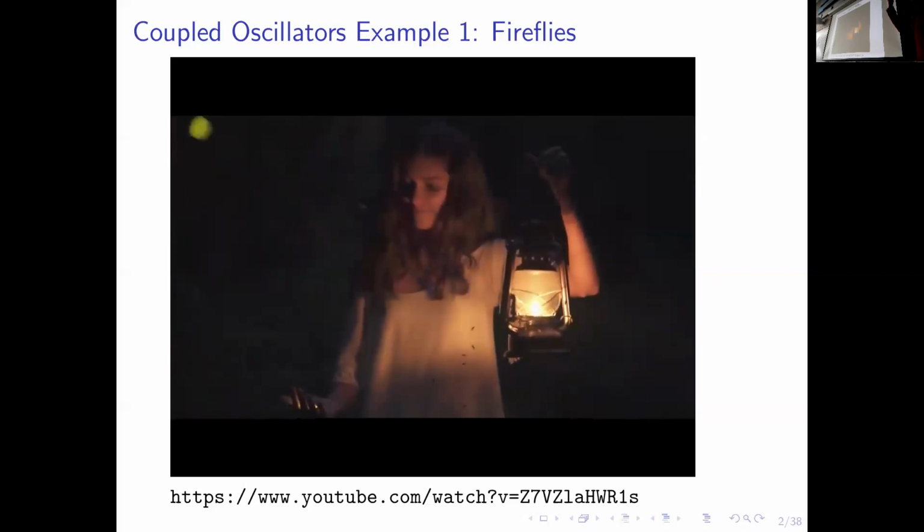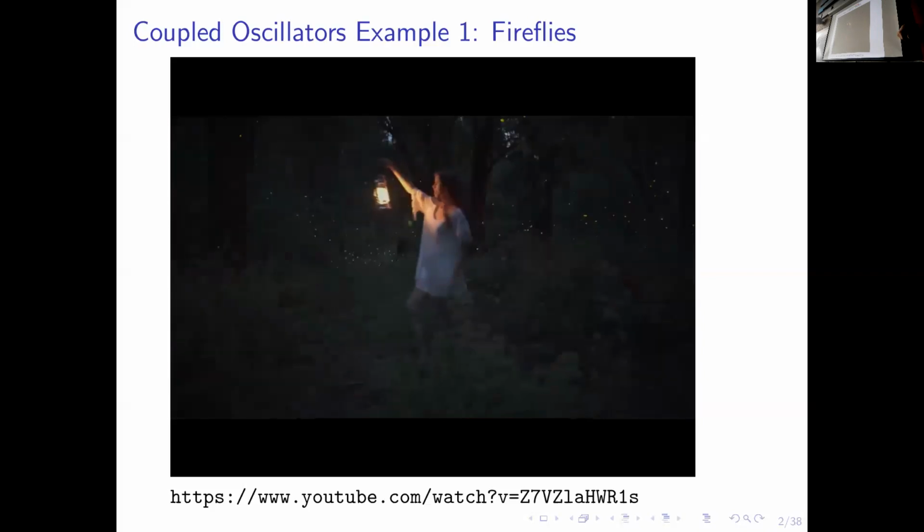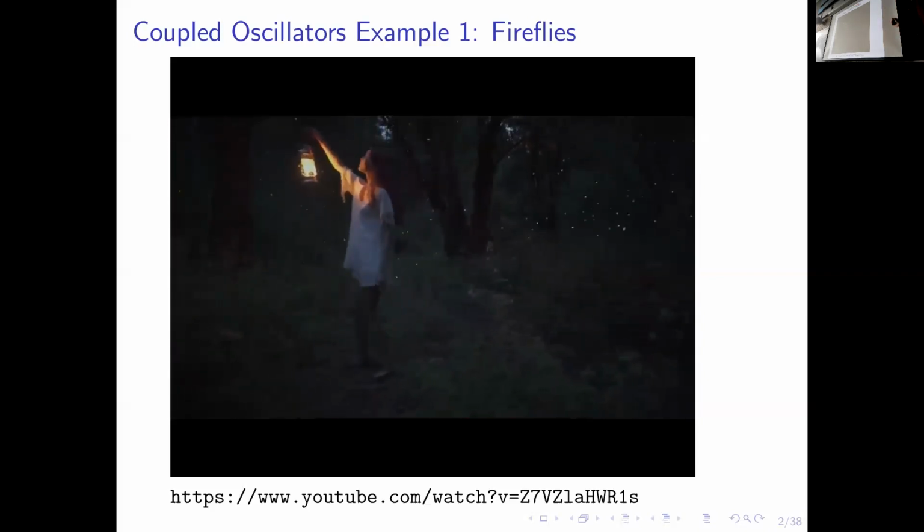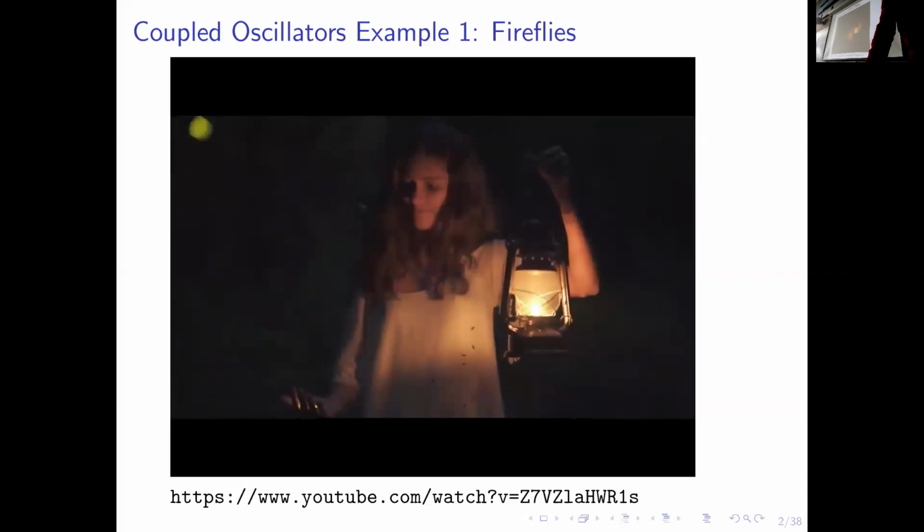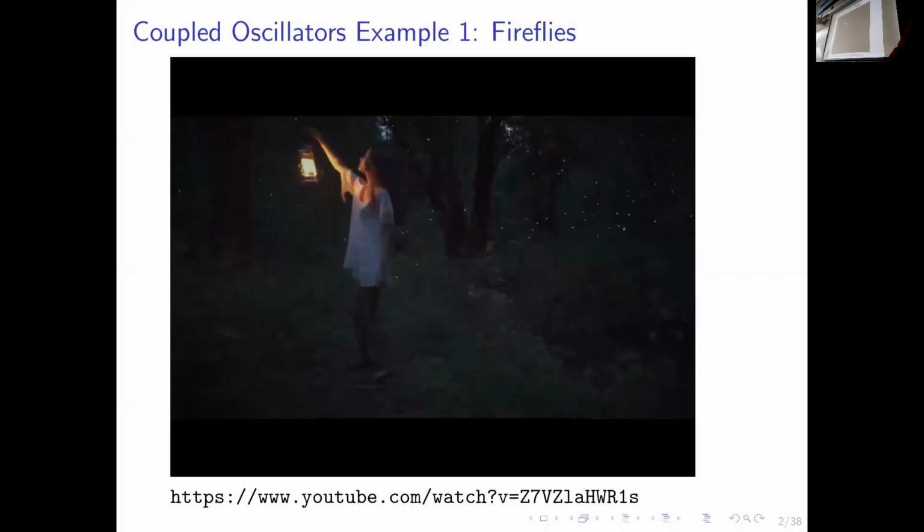The coupling is about the visual processing and the nervous system, and the oscillators are the intrinsic frequency at which they flash their lights. This is a coupled oscillator system. People have studied this in the past, and it lines up exactly with this framework.